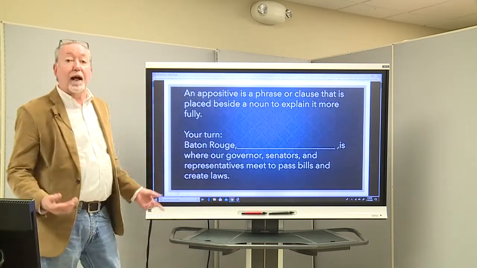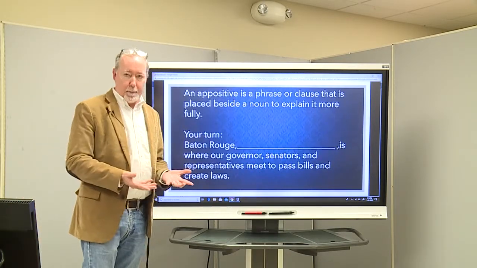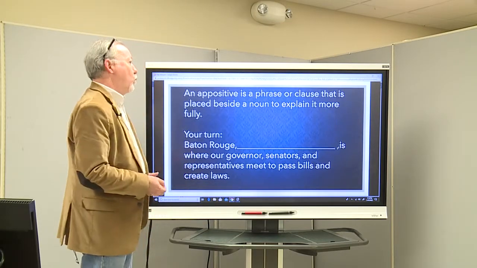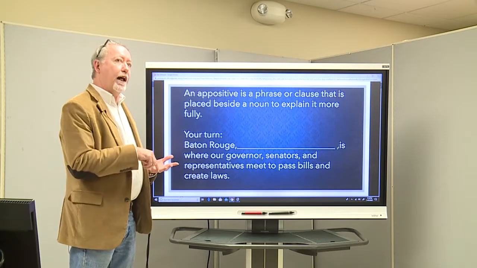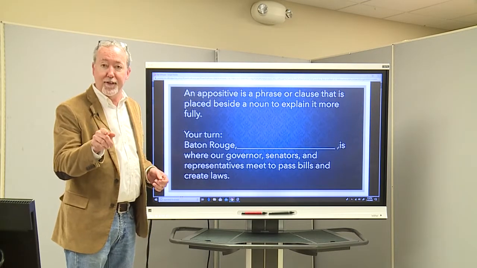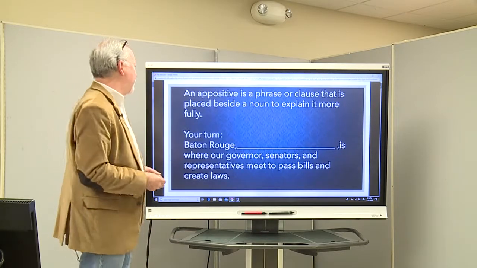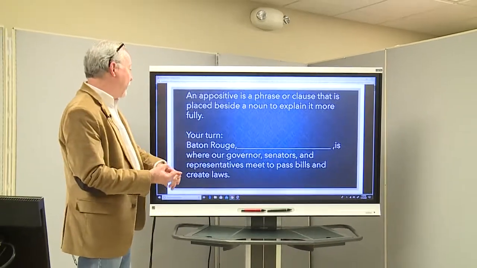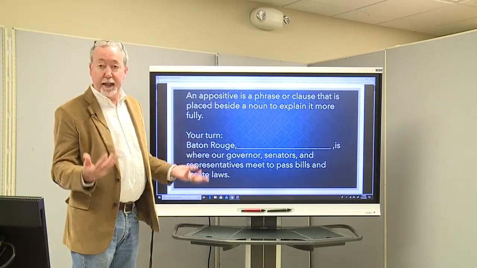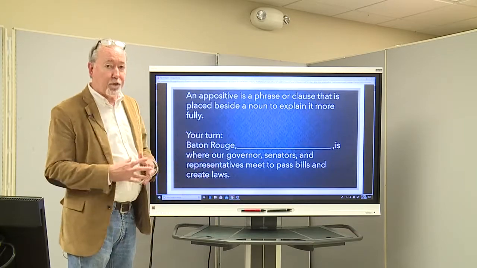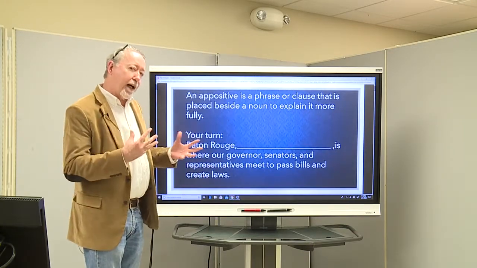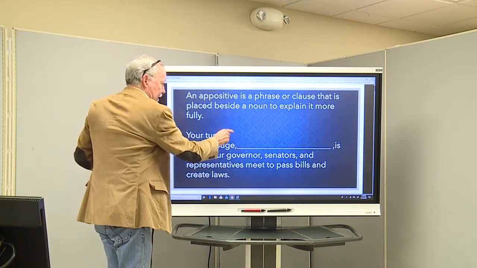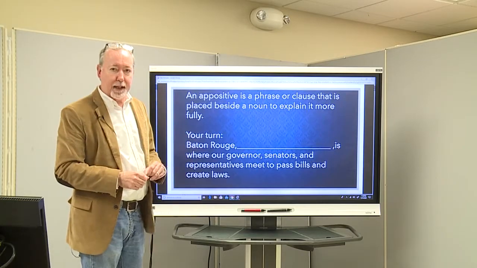We're talking of appositives. I'm going to use Baton Rouge since we're using our Louisiana map. We just said that New Orleans was the most populated city in Louisiana. We said that Baton Rouge is not as populated, but it is the capital city of Louisiana. So here, check this out. Baton Rouge is where our governor, senators, and representatives meet to pass bills and laws. That's a pretty simple sentence. But we just found out that Baton Rouge is also the capital city of Louisiana. What if we just add that right there where that blank is?